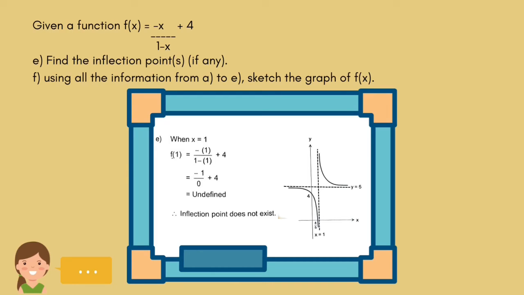Construct the graph by using the information we have got earlier, which is the vertical asymptote that we get is x equal to 1 and the horizontal asymptote that we get is y equal to 5. And the x-intercept is 4 over 5 and the y-intercept is 4.